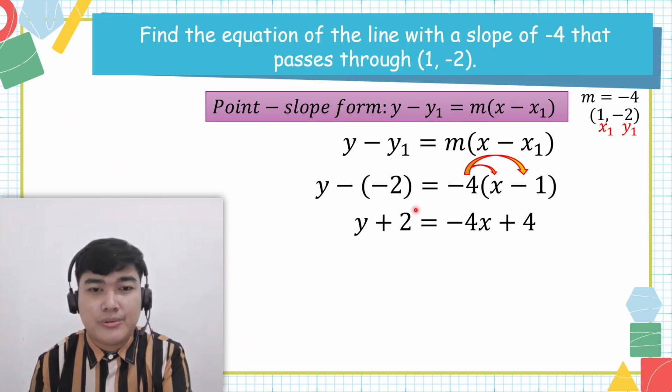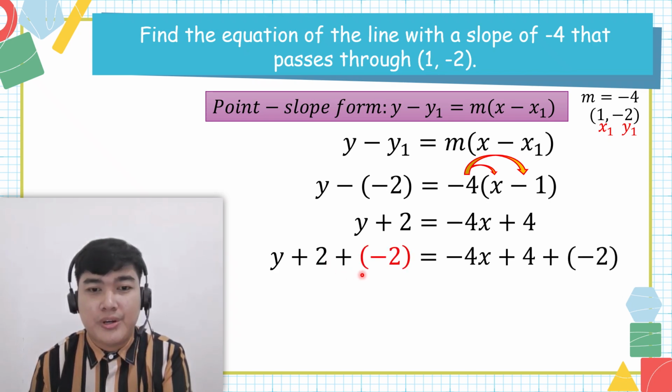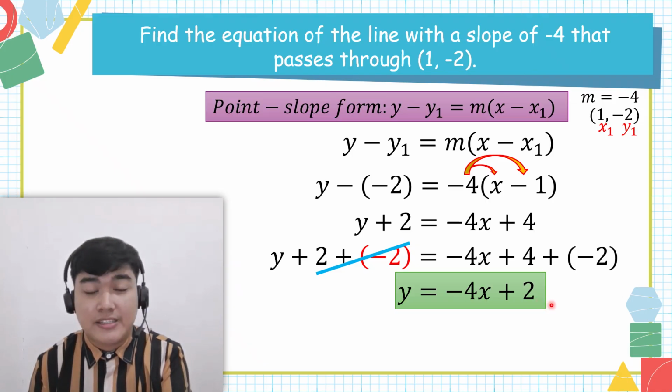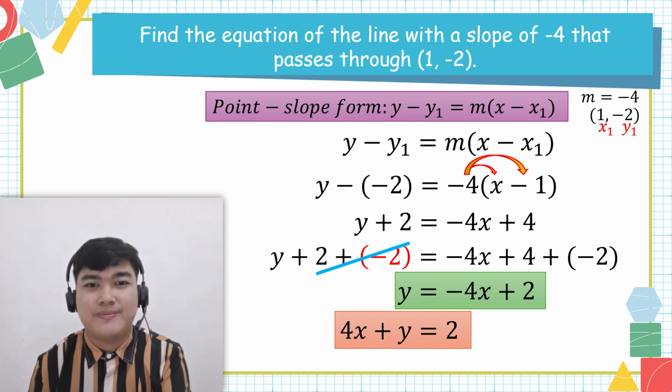To remove positive 2 on the left side of the equation, we will think of its additive inverse. The additive inverse of positive 2 is negative 2. We will add negative 2 to both sides of the equation because of APE, the addition property of equality. This part will be equal to 0. The remaining term on the left side is y. And on the right side, 4 plus negative 2 is positive 2. This is our equation: y equals negative 4x plus 2, written in slope-intercept form. If this is written in standard form, the answer will be 4x plus y equals 2.